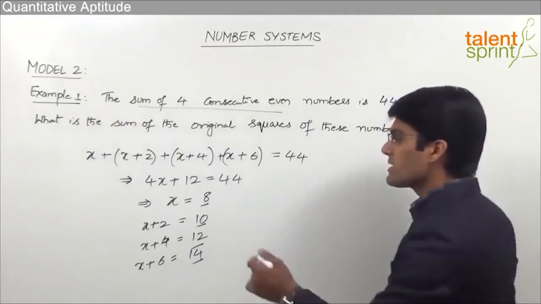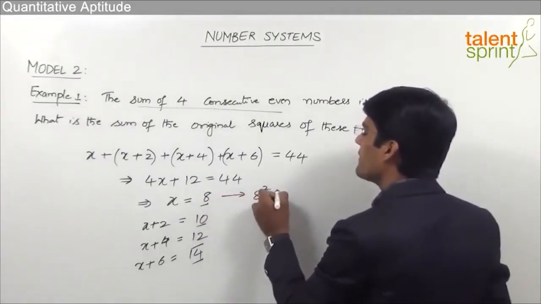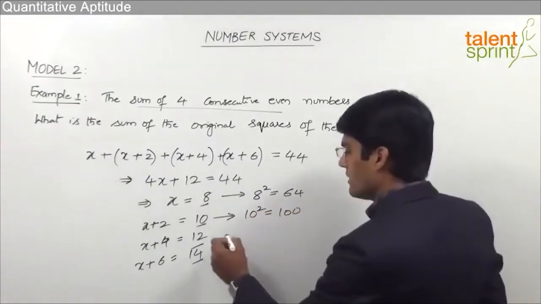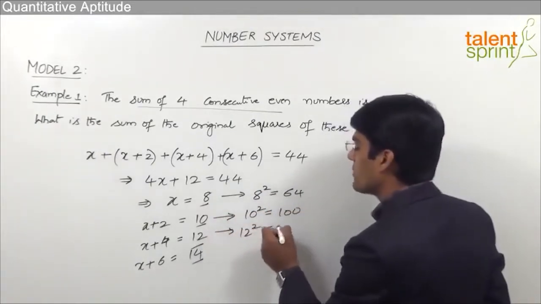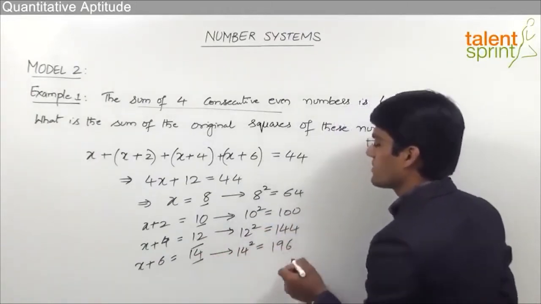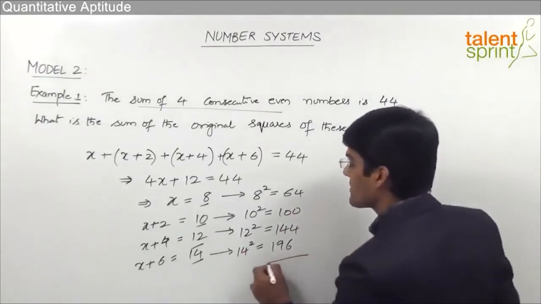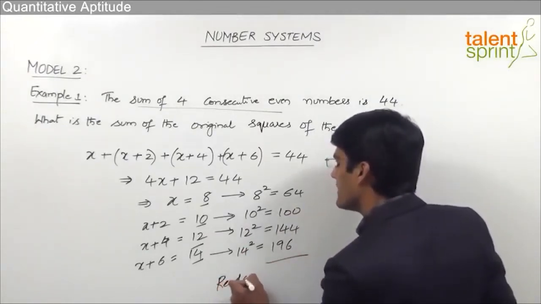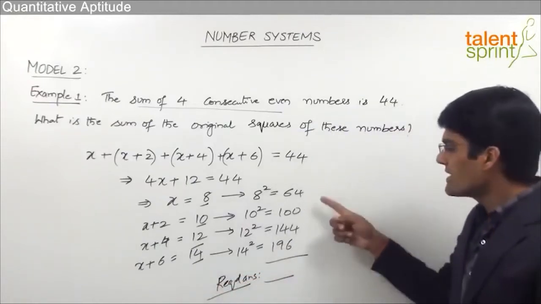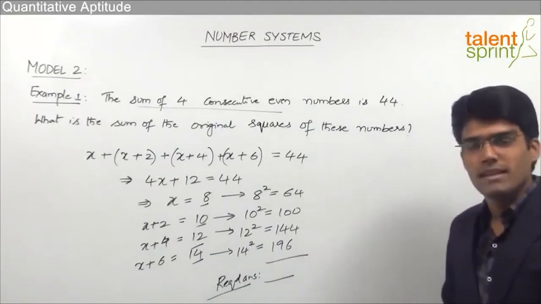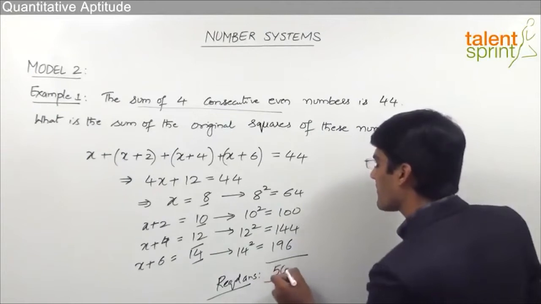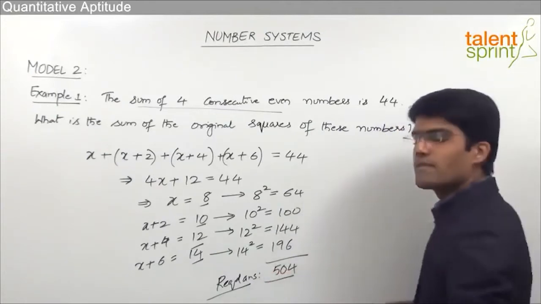So let us find out the squares of these numbers and then take the sum of those squares to get the required answer. The first number, 8 squared, will be equal to 64. 10 squared is 100. 12 squared is 144. And 14 squared will be equal to 196. So the sum of all these 4 numbers is the required answer: 64 plus 100 is 164, 164 plus 144 is 308, 308 and 196 will be equal to 504. So the answer for this question is 504.